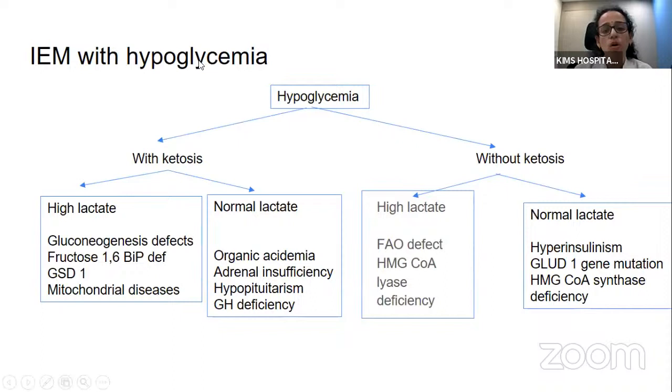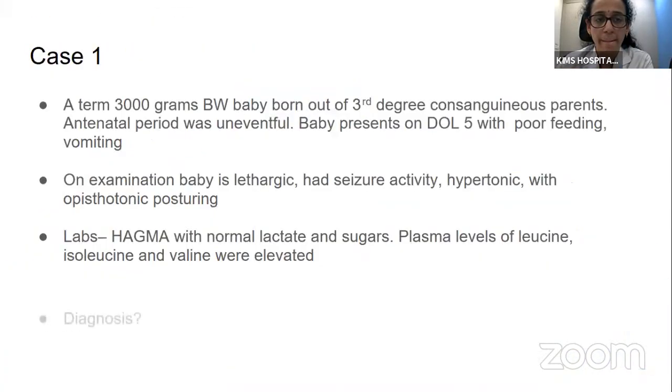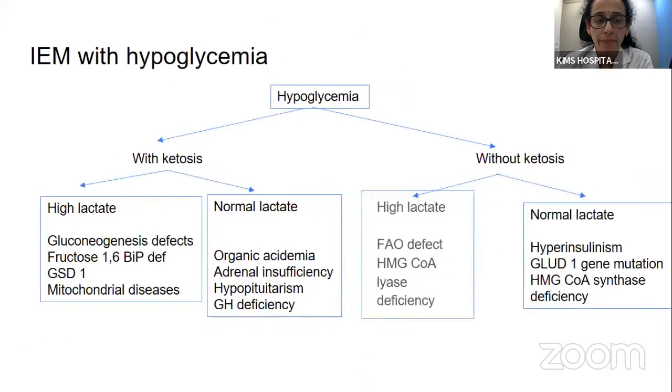Now let's see the IMs which present mainly as hypoglycemia, that is refractory hypoglycemia, which is needing a GIR of more than 12 mg per kg per minute. In that condition, we should do the blood gas and look for ketones as well. With ketosis and without ketosis, first let's see hypoglycemia without. So we have finished till here. That is the approach to hypoglycemia.